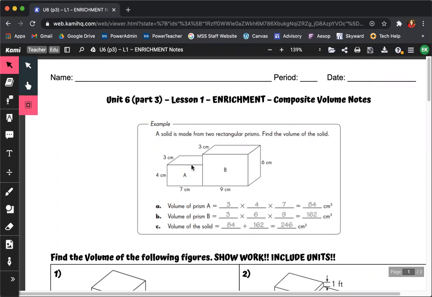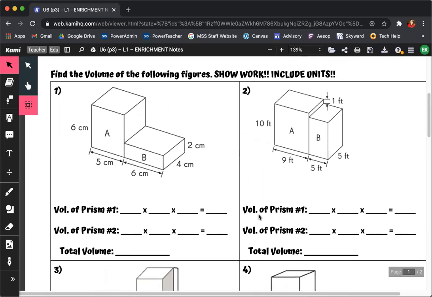You'll see that it's divided up into volume of shape part A and volume of shape B. Just like we did for composite area, we're going to find the volume of A, the volume of B, and then add them together to get our total. So let's look at an example, number 1. So remember, we need the 3 dimensions for volume.